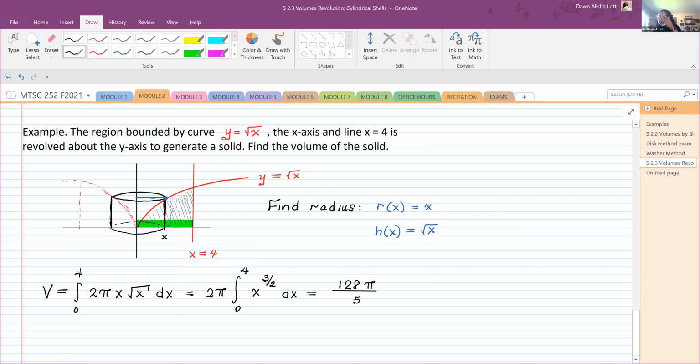Some people ask me, is that an easy problem, Dr. Lott? I would consider that one to be an easy problem. The reason is that when I go to do everything, my radius is just x and my height is just f of x. So this falls into that specific category of the easier problem. Okay, any questions about that?